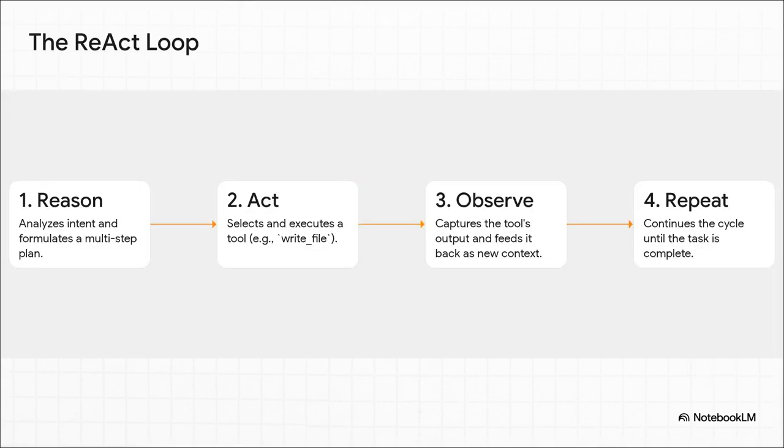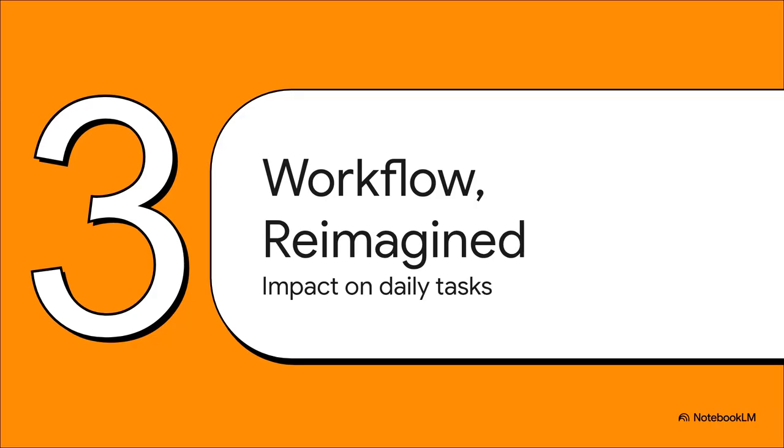So how does an agent think? Well, it uses this really cool process called a ReAct loop. It stands for Reason and Act. You give it a complex prompt, and first it reasons. It breaks your goal down into a multi-step plan. Then it acts. It picks the right tool for the job and runs it. Then it observes the outcome. And this is key. It feeds that result back into the loop as new context and just repeats the cycle. This is how it turns a huge goal like refactor this entire module into a series of small, concrete, manageable steps.